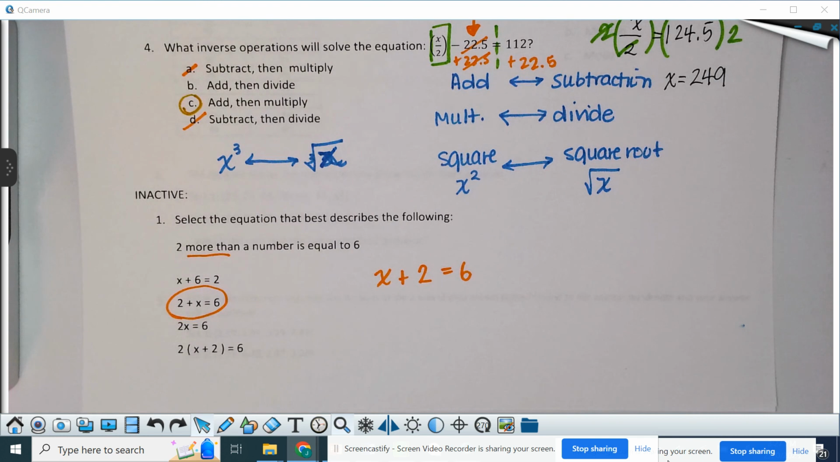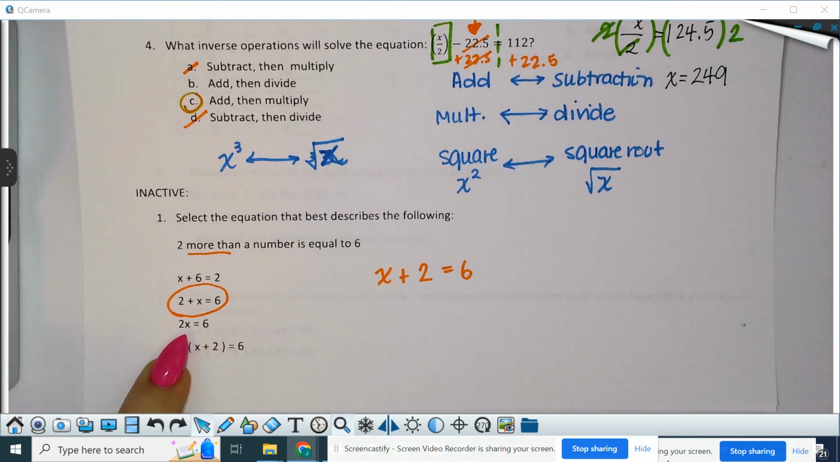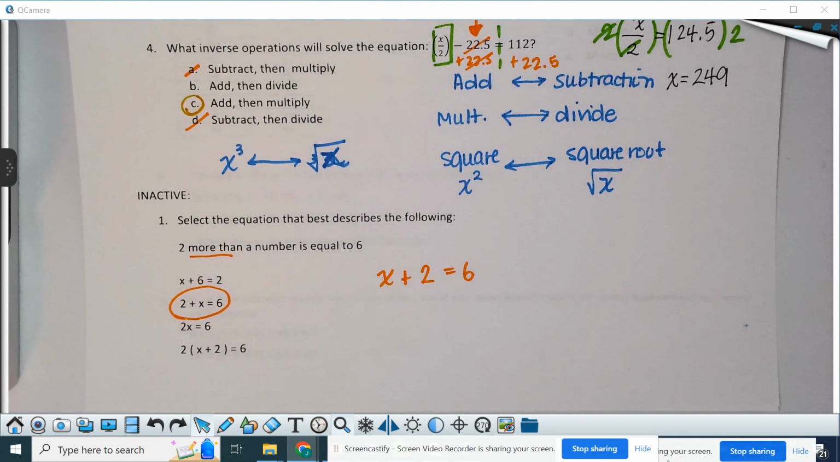But I got a lot of 2x equals 6 answer in this one too. Remember your vocabulary. More than a number is just addition. This would have had to have been like a product or 2 times a number. So we got to make sure we remember the words that mean addition, subtraction, multiplication, and division. So it's a vocabulary study game.